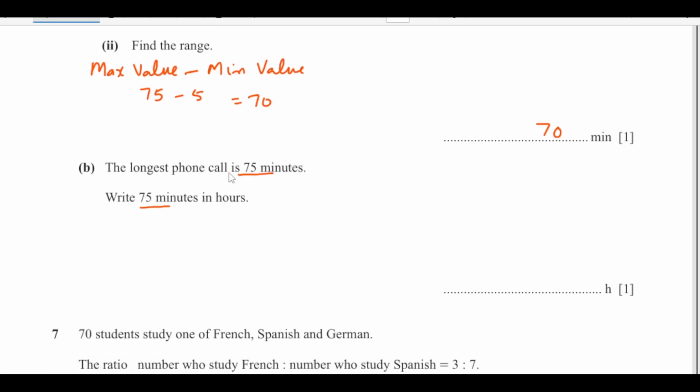Write 75 minutes in hours. So to convert them into hours, there are 60 minutes in an hour. So 75 minus 60 is 15. So 60 became 1 hour, right? And to make this part an hour, we will divide 15 over 60. So this is going to be 1 over 4. So 1 and 1 over 4, or 1.25 hours.